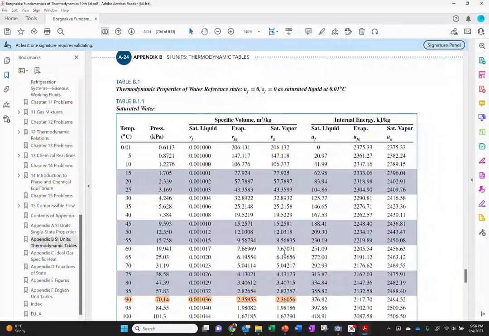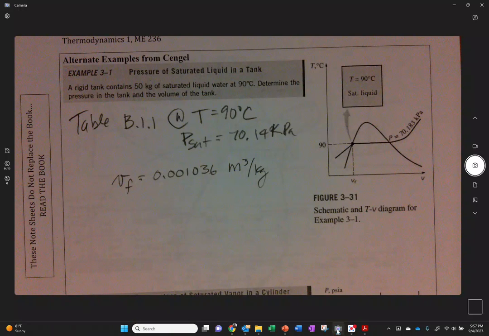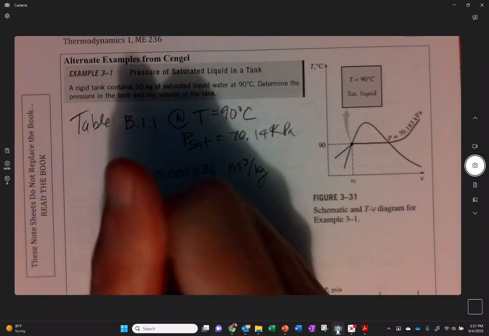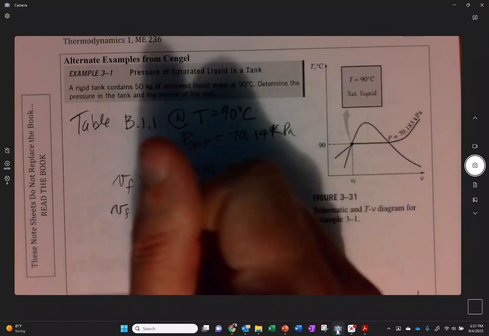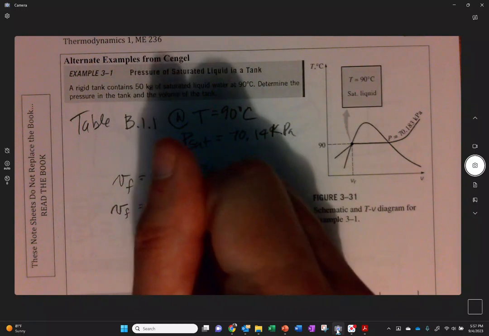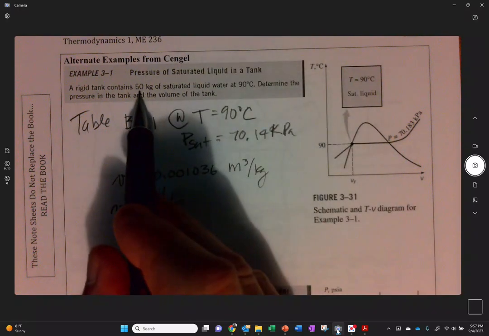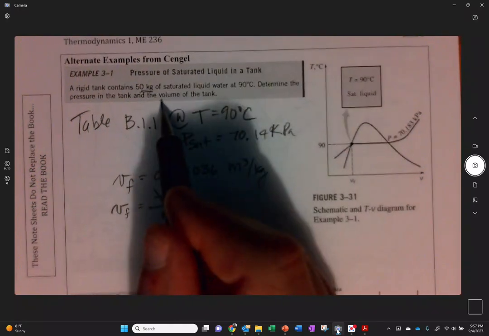Of course, we know all we need is the fluid, because they said it was a saturated liquid. So that's 0.001036, and this is cubic meters per kilogram. Right? We don't need the other ones. And so, a simple thing like this, you can get messed up here. So we'll write out that vf is going to be the volume of the fluid divided by the mass of the fluid. They gave us the mass, and they want to know the volume of it.